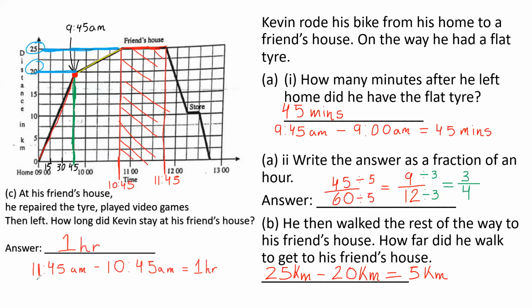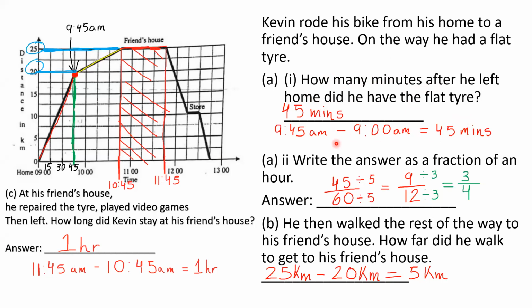Explain how we got our answers from A to C, please. Yes, sir. The question reads, Kevin rode his bike from his home to a friend's house. On the way, he had a flat tire. A. How many minutes after he left home did he have the flat tire? We got 45 minutes. In order to do this, we had to subtract 9 a.m. from 9:45 a.m., giving us 45 minutes.